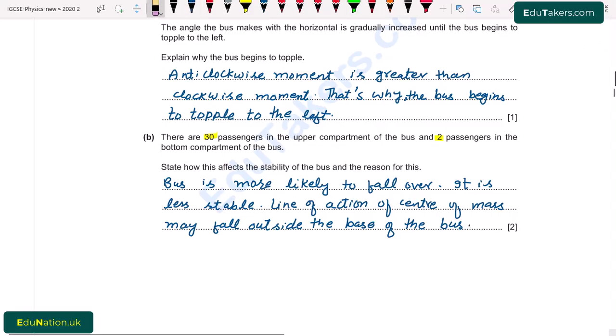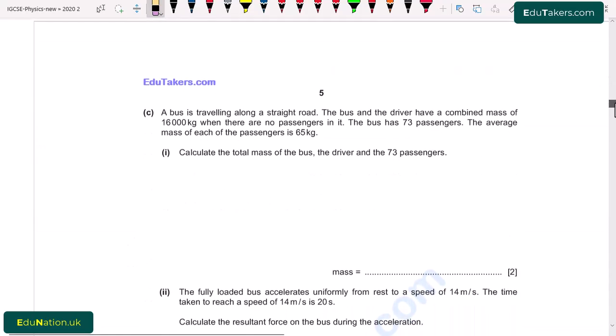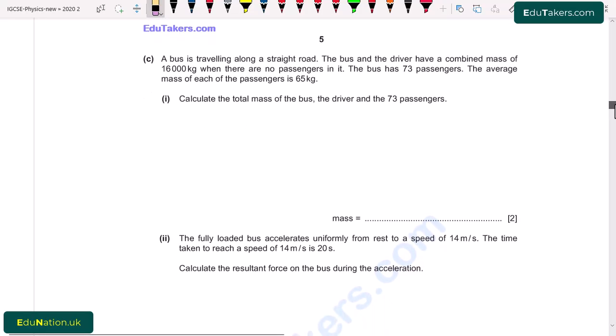So, going towards the other part of this question, part C. A bus is traveling along a straight road. The bus and the driver have a combined mass of 16,000 kg when there are no passengers in it. The bus has 73 passengers. The average mass of each of the passengers is 65 kg. Part 1. Calculate the total mass of the bus.